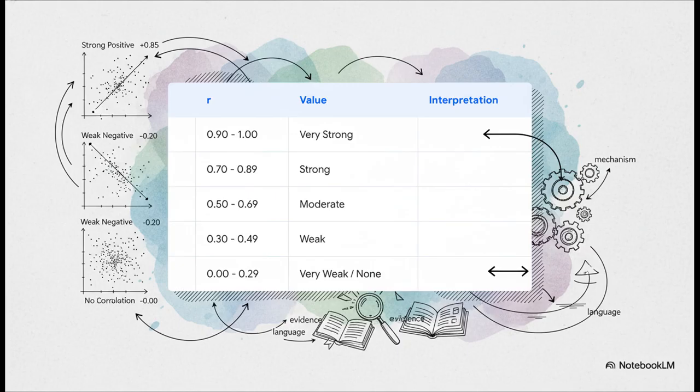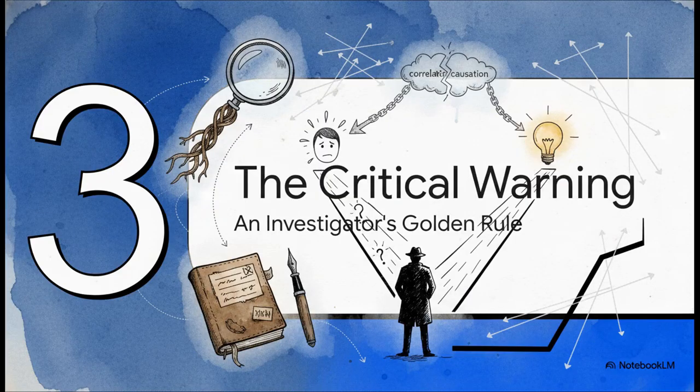So think of this table as your field guide, your cheat sheet for interpreting R. You know, if you get a 0.8, you can say, hey, that's a strong relationship. If you get a 0.2, you know it's very weak. This gives us the language to talk about our evidence. Okay, we have our tools, we can see patterns, we can measure them, we're feeling pretty good.